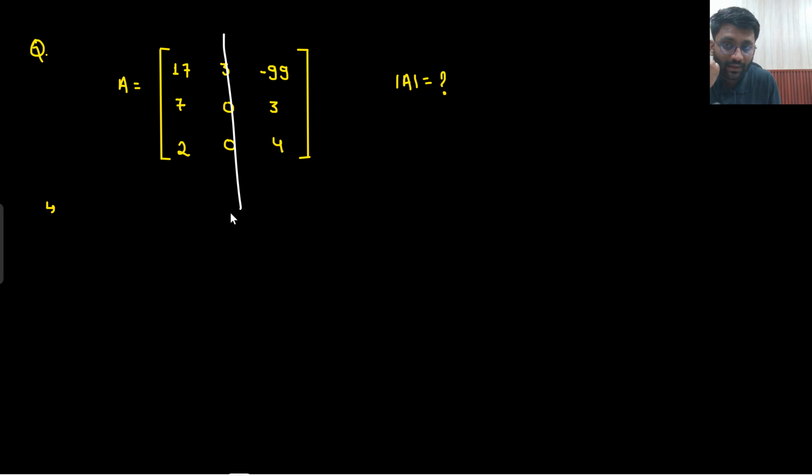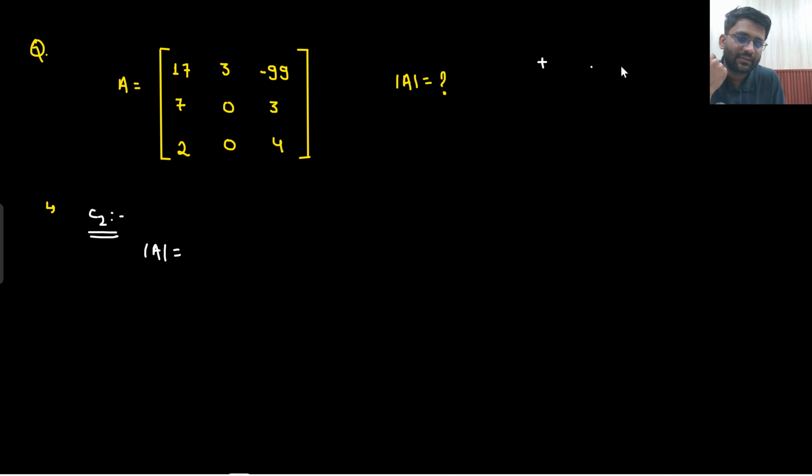But if you look here, with respect to column 2, if I do, what will happen? 3 into 3 or minus 3, plus minus plus minus plus minus, you can make plus minus plus minus plus minus plus minus plus.